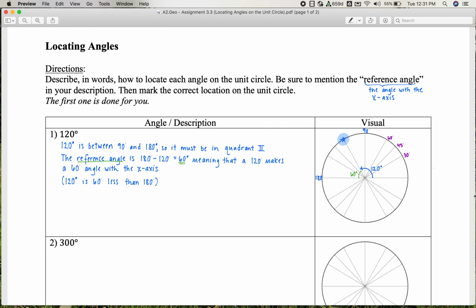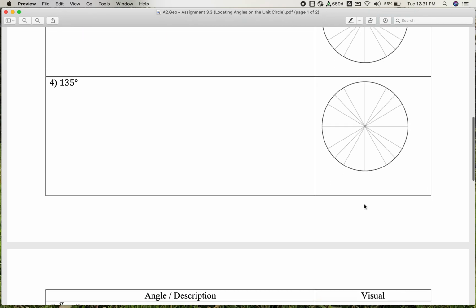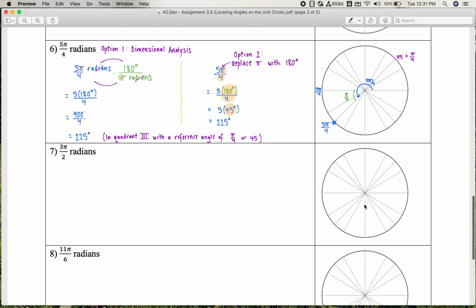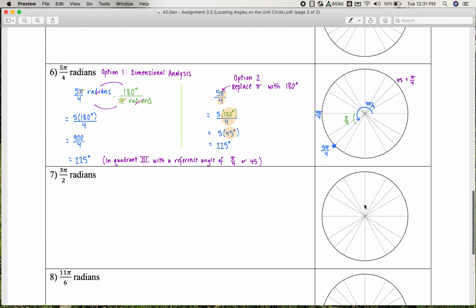I just wanted to take a minute to give you a little preview of today's assignment, where you'll be asked to locate certain angles on the unit circle that are either measured in degrees on the first page, or if you look at the second page, you'll be asked to think about the location of angles in radians. And you'll notice that I have one problem on each page already done for you so that you have an example to follow when you try the others.